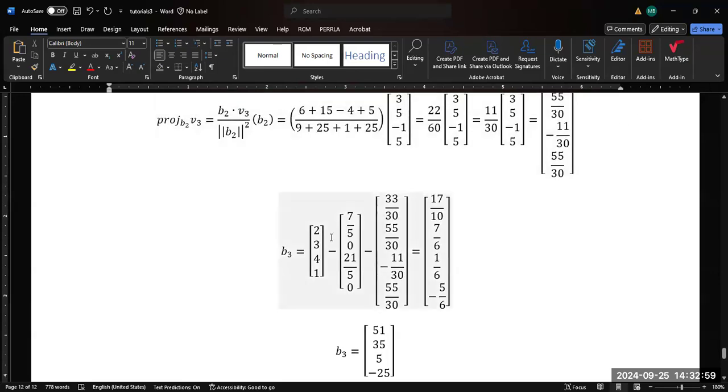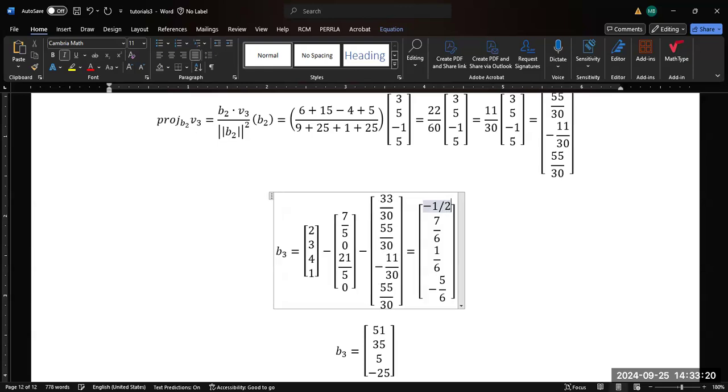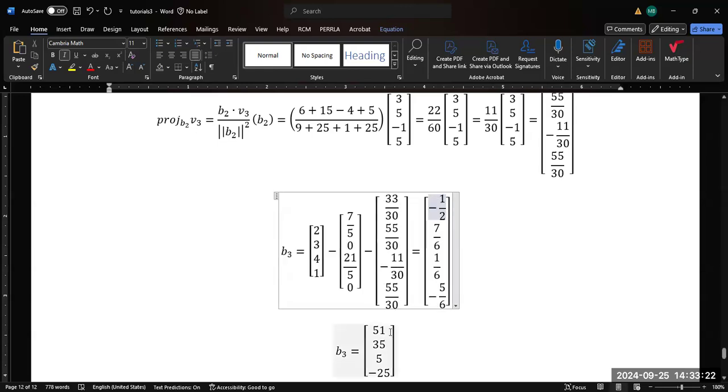So let's go back to my subtraction. Let's start there. 2 minus 7 divided by 5 minus 33 over 30. There's my mistake. That should be not 17 over 10. That should be negative 1/2. And that will make a lot more sense. If I multiply, now my common denominator is actually 6. So let's rescale this.